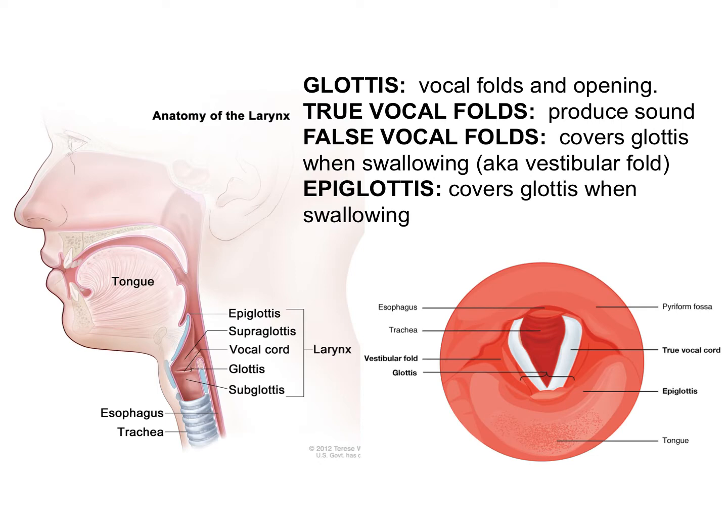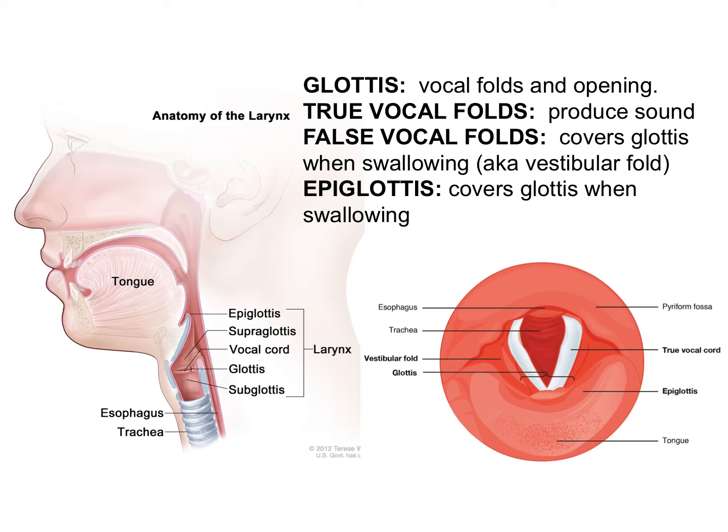Let's take a different look at these structures. So we saw an anterior view in the last slide, and this view right here is a mid-sagittal section, and then here we see a view from the top, so a posterior view, as if they stuck a camera down your throat to look at that larynx structure. So the larynx has these structures: the glottis, the true vocal folds, the false vocal folds, and the epiglottis.